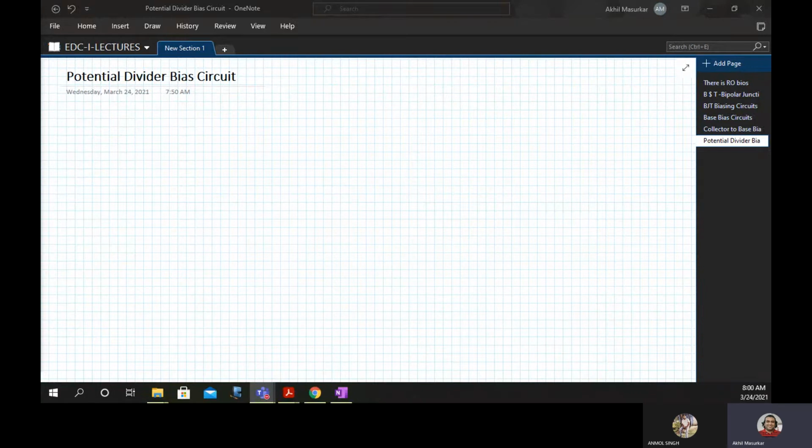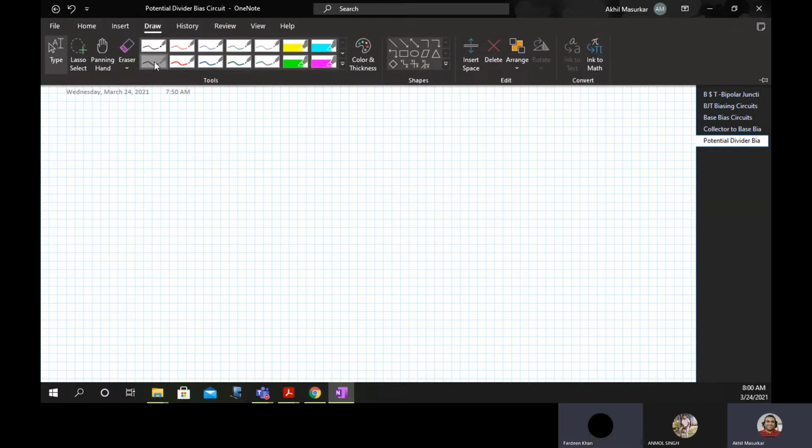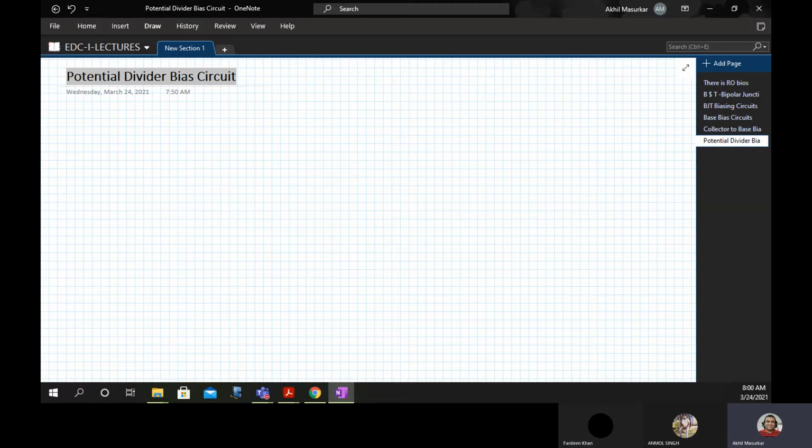Today we are going to start with the next biasing circuit, that is the potential divider bias circuit. Let me draw that circuit first and then we will go ahead. Last time we saw two circuits, the base bias and the other base bias. Today is the third and the last circuit, the potential divider bias circuit. So let me draw the diagram.